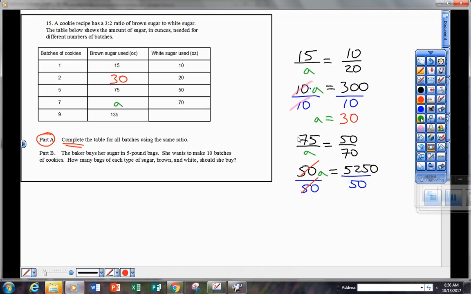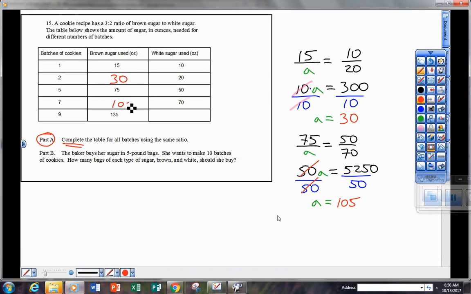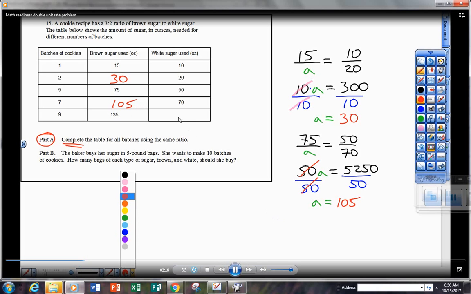So that'll cancel away and give me a. So again on my calculator, 5,250 number first divided by the 50 number second gives me 105. So that number goes right here in my table. All right, my next one, again, to solve for this unknown, keep the ratio same pattern as the table. So I'm going to set it up as 105 over 35 equal to 70 over a.